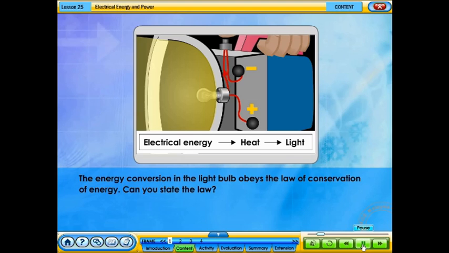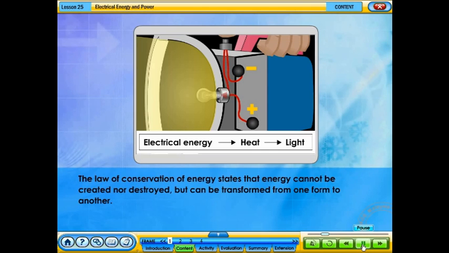The energy conversion in the light bulb obeys the law of conservation of energy. Can you state the law? The law of conservation of energy states that energy cannot be created nor destroyed, but can be transformed from one form to another.